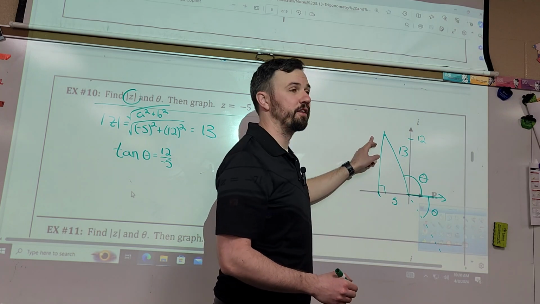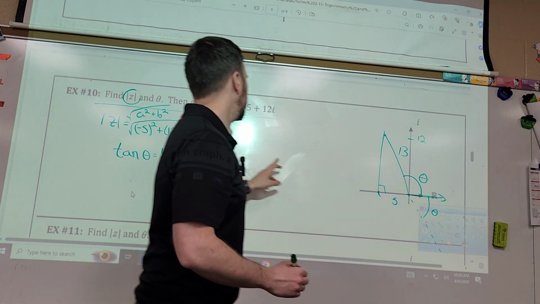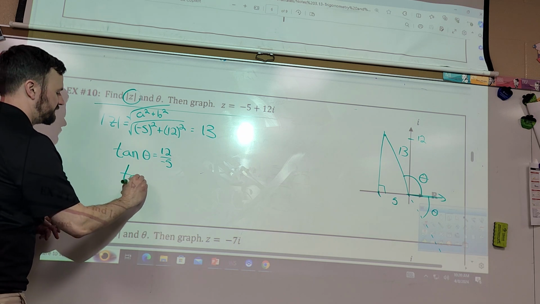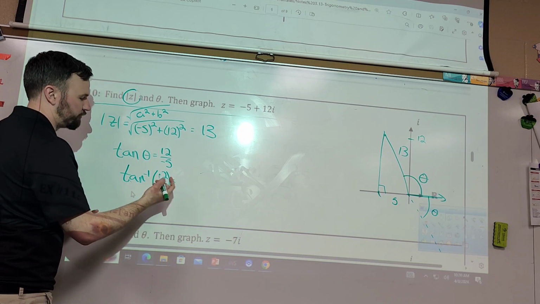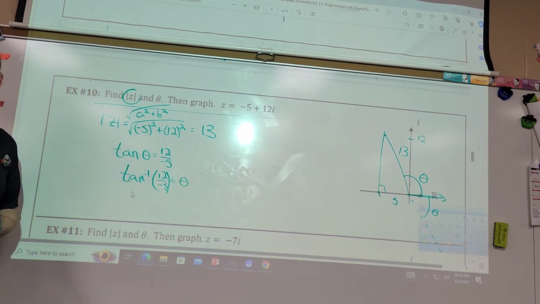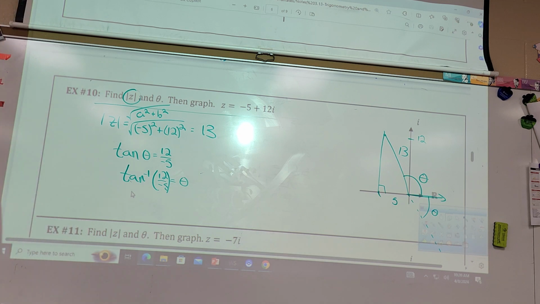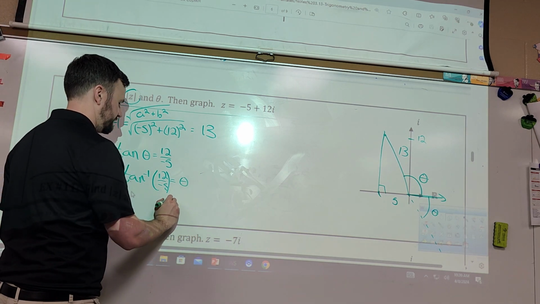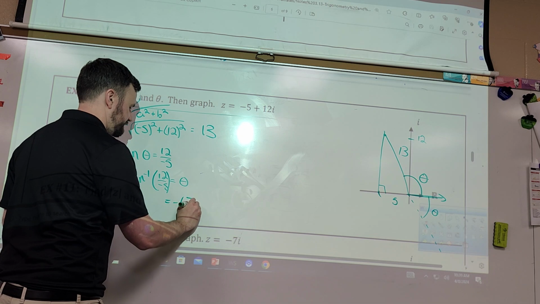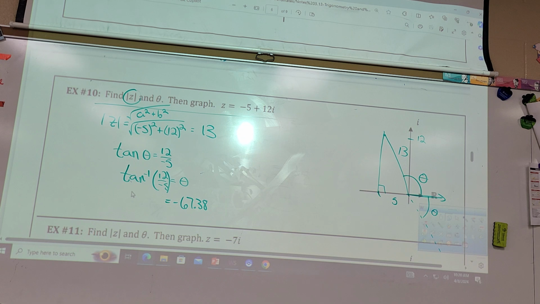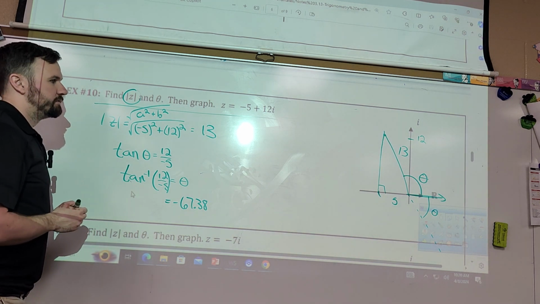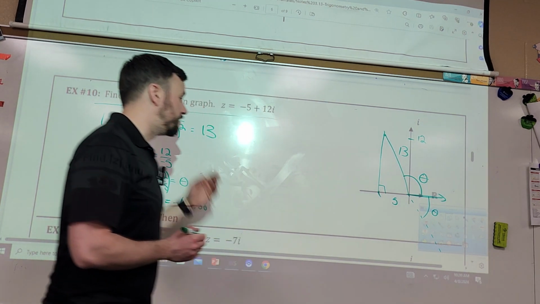But how do I flip to the other side? You're going to add pi. So I'm going to grab my calculator. I'm going to do tan inverse of 12 over -5. Or -12, it doesn't matter. I'm going to see what I get for that. I'm going to get -67.38. Again, we're in the wrong quadrant though. So how do I get to the right quadrant? I add pi to it, right? So remember, anytime you're here or here, you got to add pi to it.